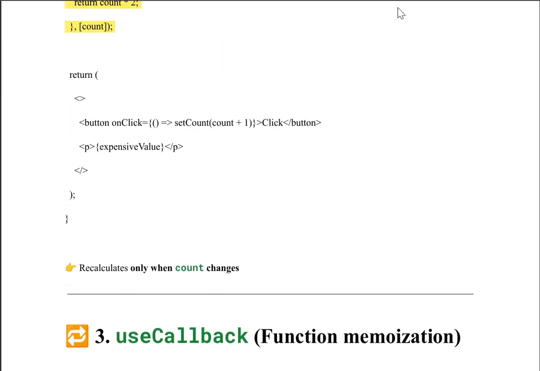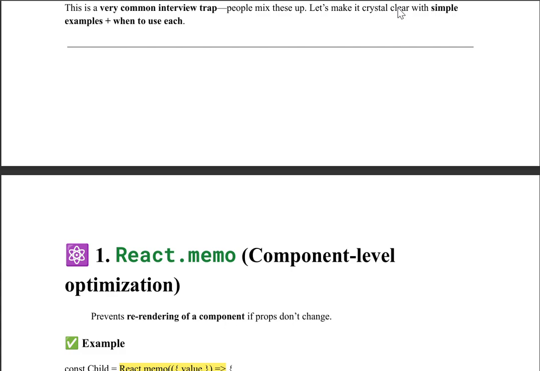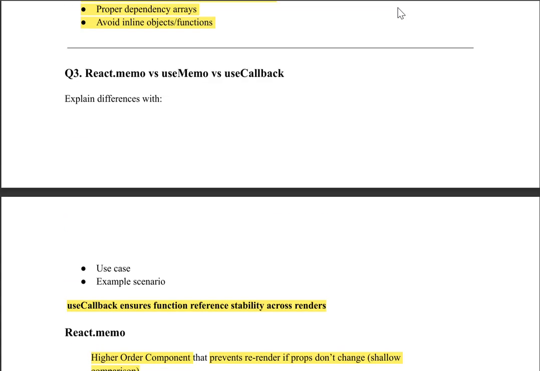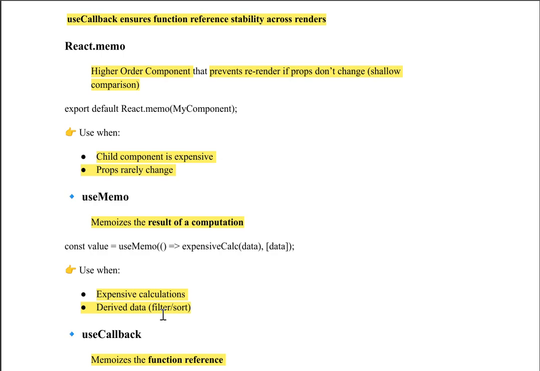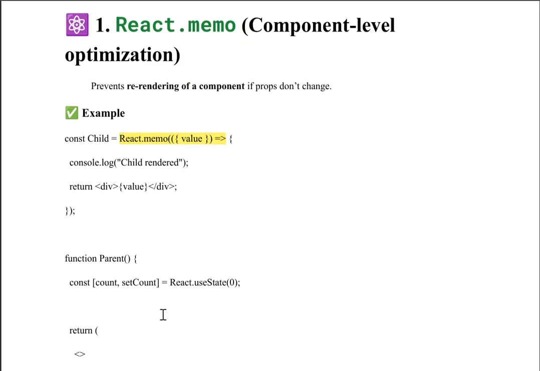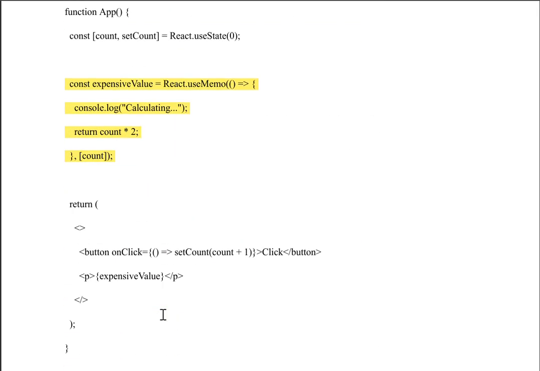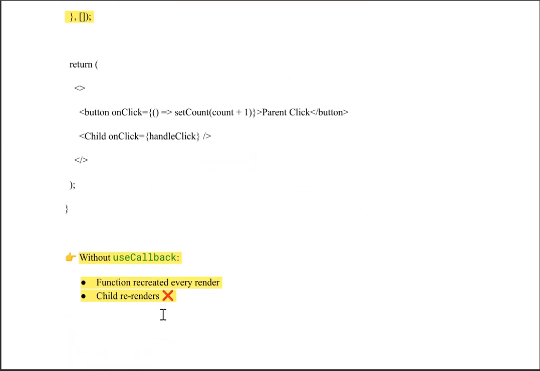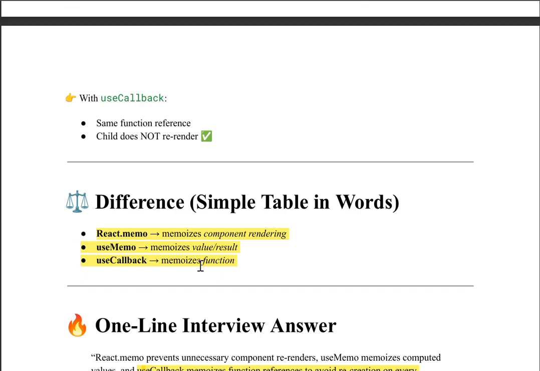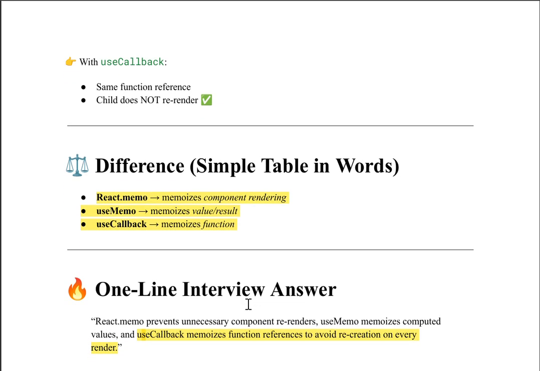Okay, so first we have checked the differences, the syntax, and after that we have checked the coding example. This is what you have to remember: memoizes component rendering, value, function. Okay, that's it.